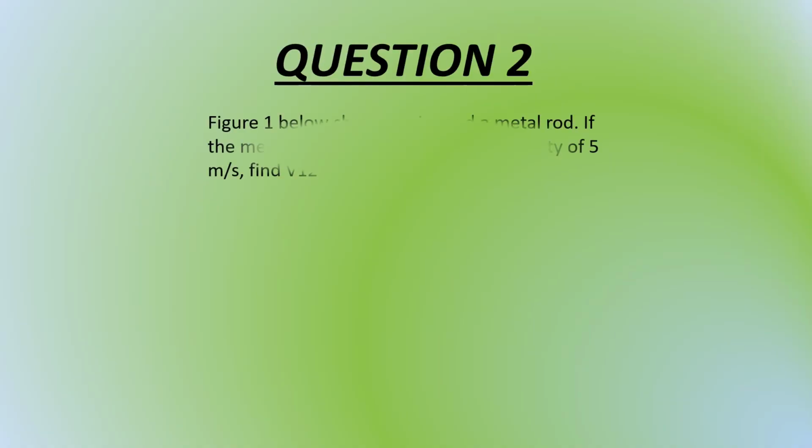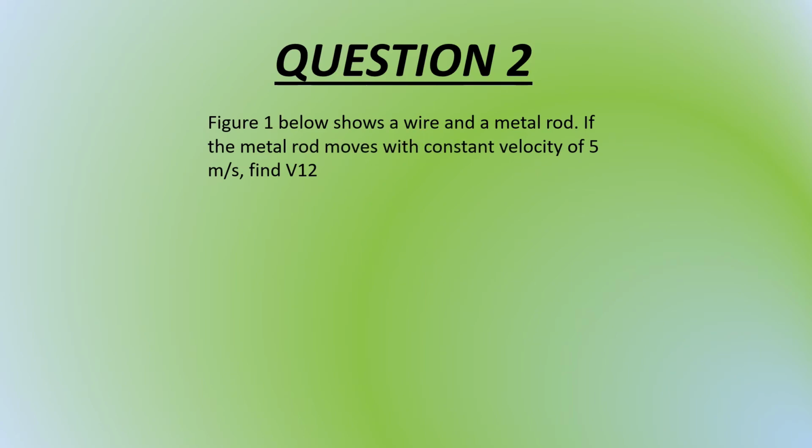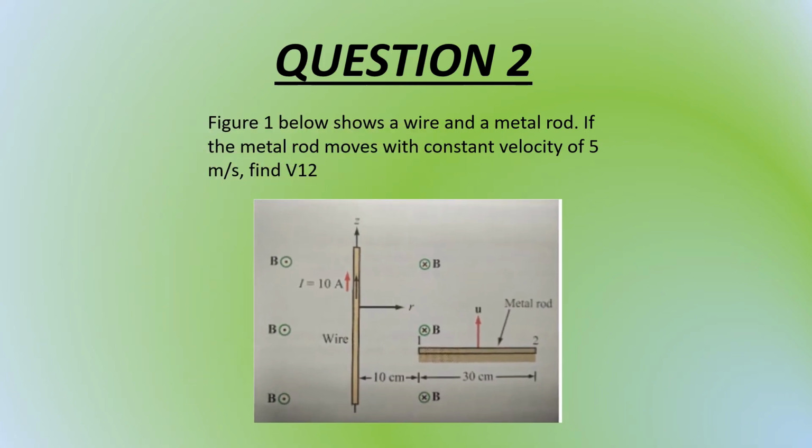Now, let's go into question 2. Figure 1 below shows a wire and a metal rod. If the metal rod moves with a constant velocity of 5 meter per second, find V12. This is the figure given.